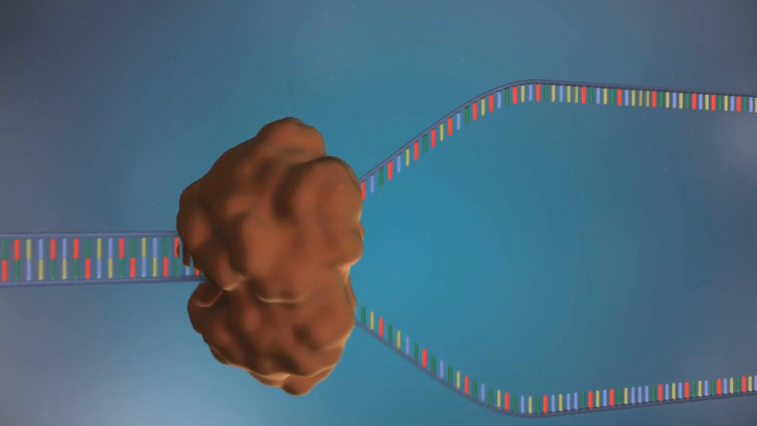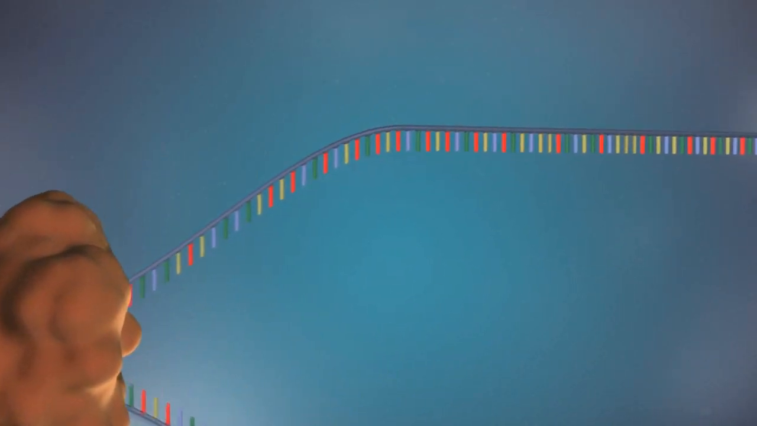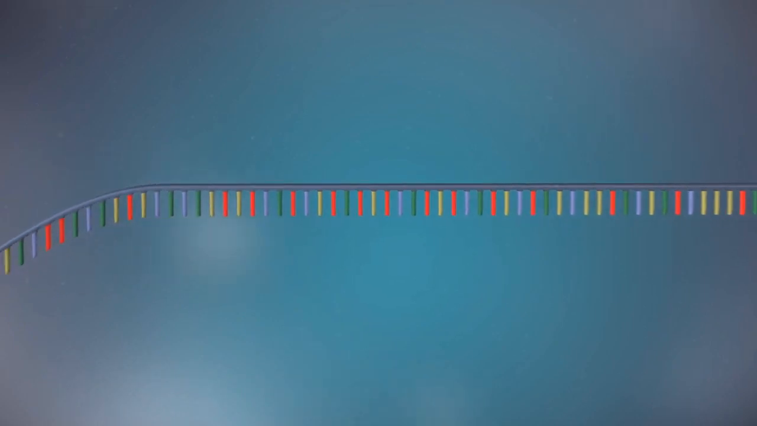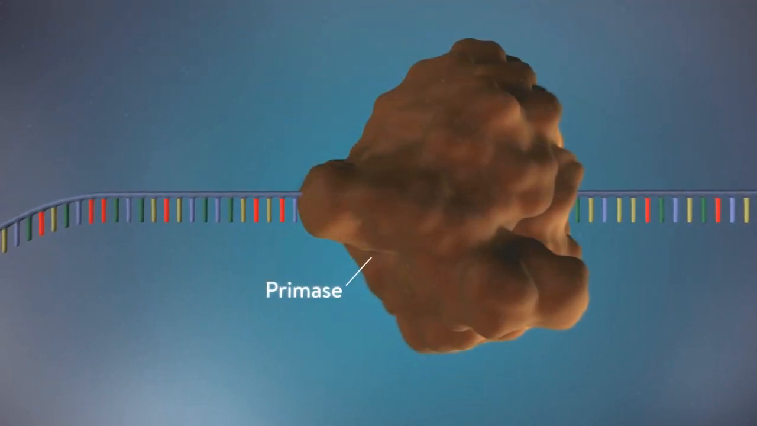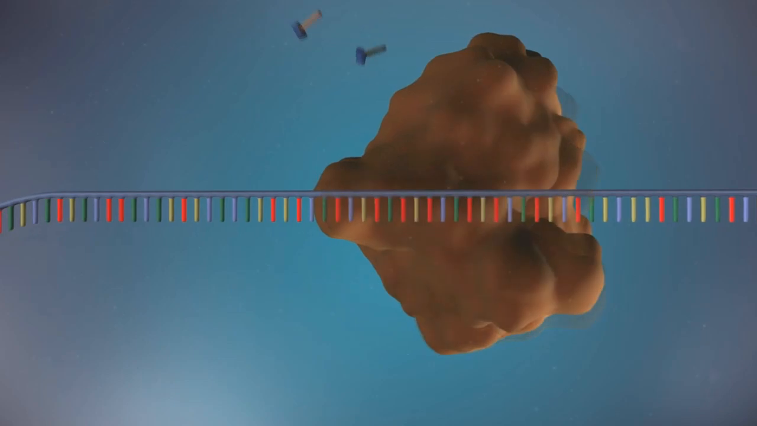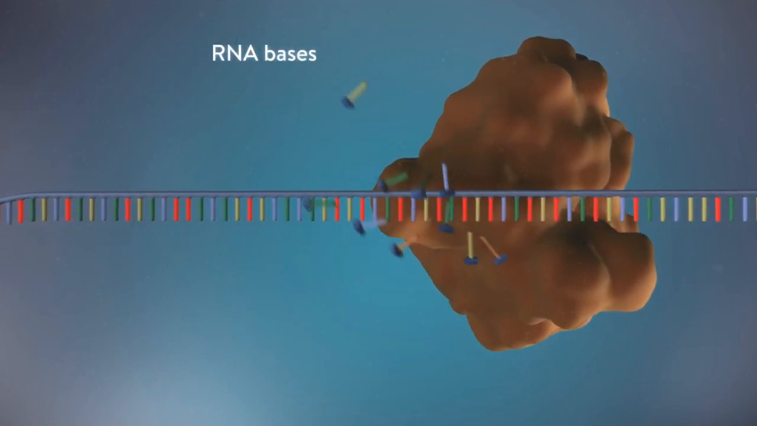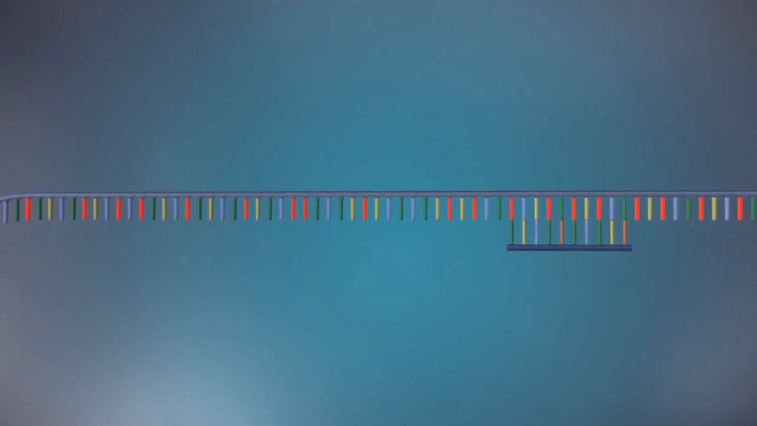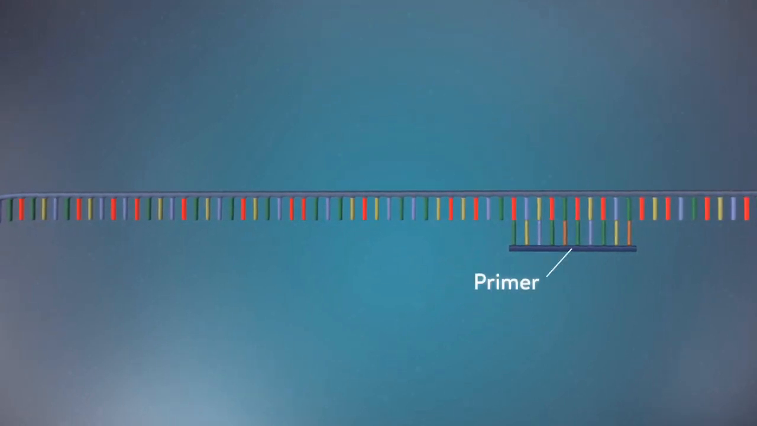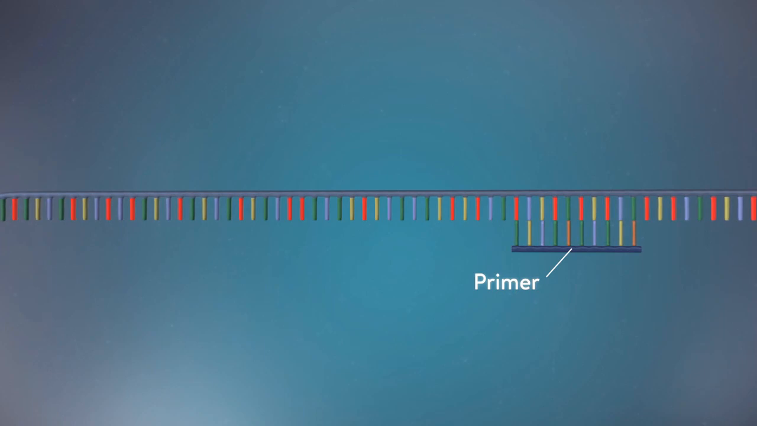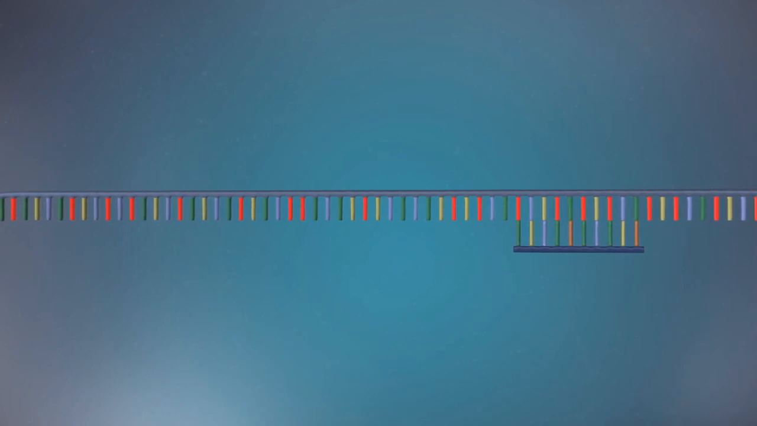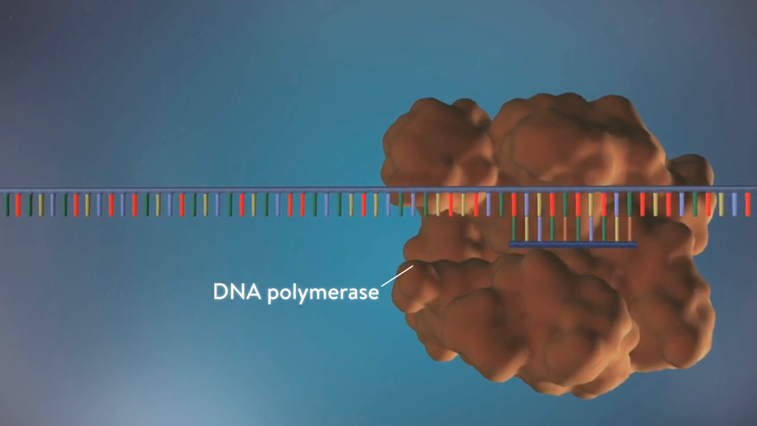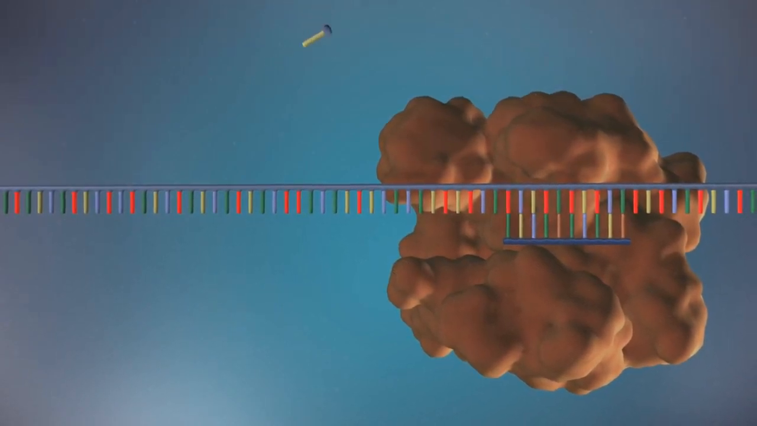The separated strands each provide a template for creating a new strand of DNA. An enzyme called primase starts the process. This enzyme makes a small piece of RNA called a primer. This marks the starting point for the construction of the new strand of DNA. An enzyme called DNA polymerase binds to the primer and will make the new strand of DNA.